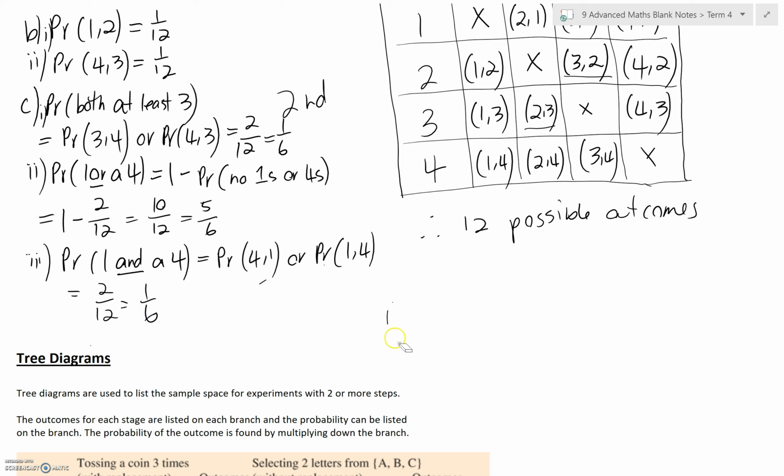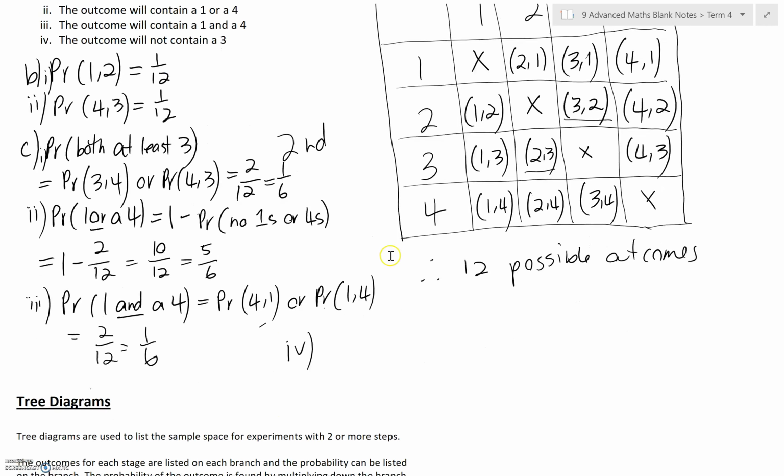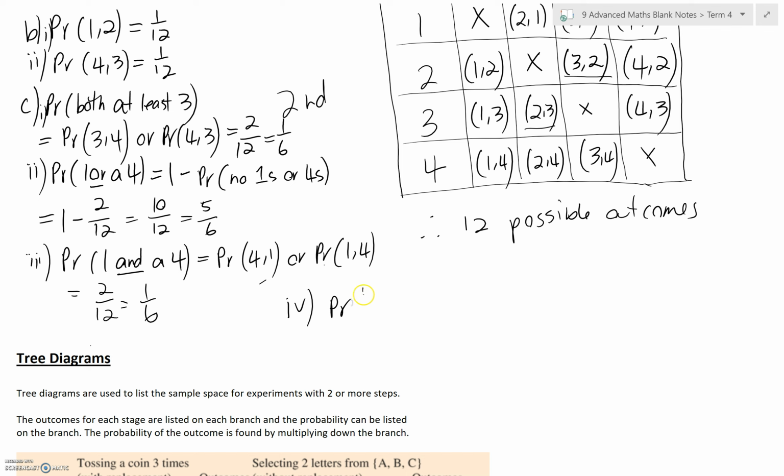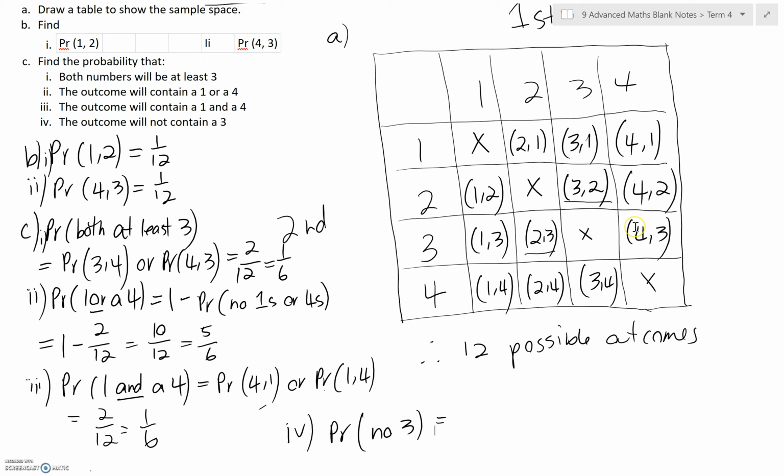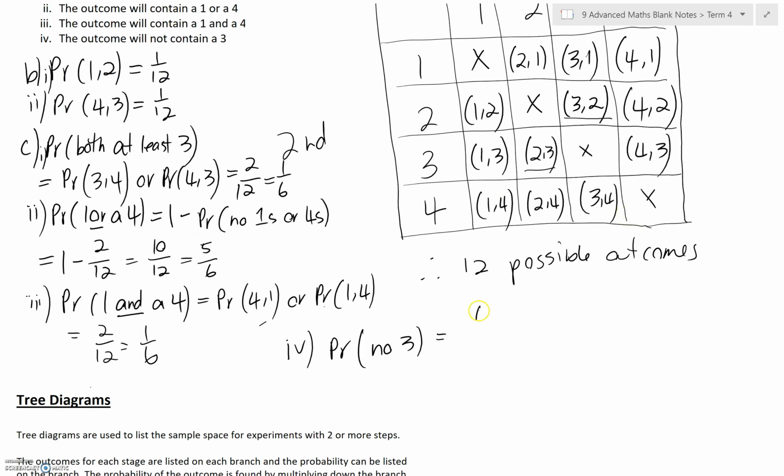And then the last question, the probability the outcome will not contain a 3. So the probability that there is no 3 in our outcome. And if we have a look at it, that means there's quite a few of them there. We can just look across our table. So 2 and 1 is one of them, 4 and 1. So we've got 1, 2, 3, 4, 5, 6. So we've got 6 out of 12 possible outcomes that don't contain a 3, or half.